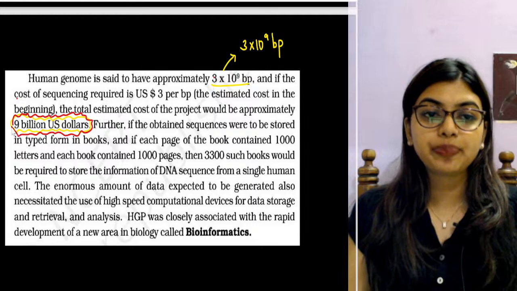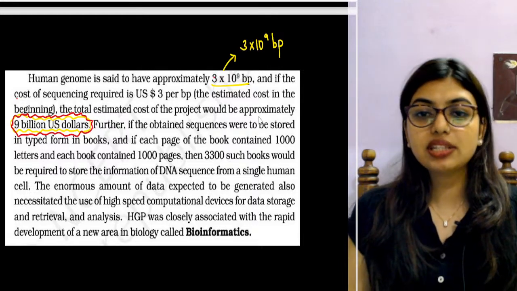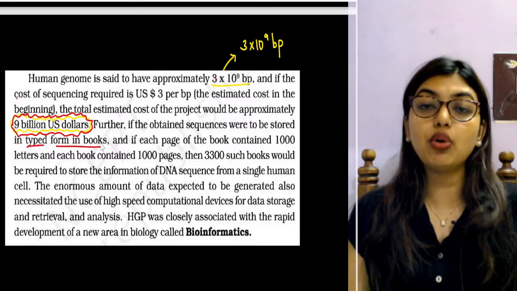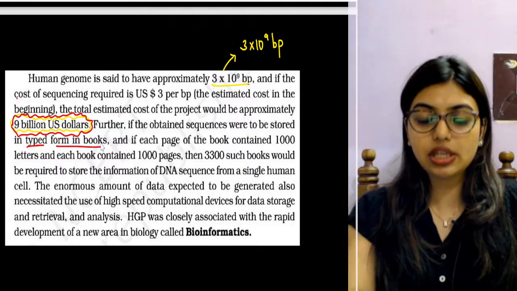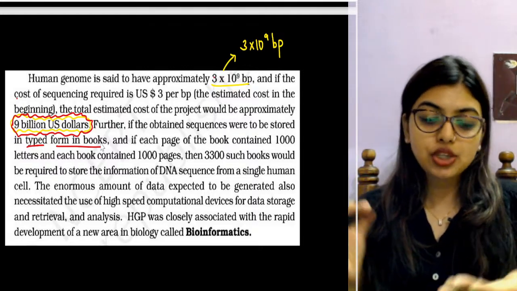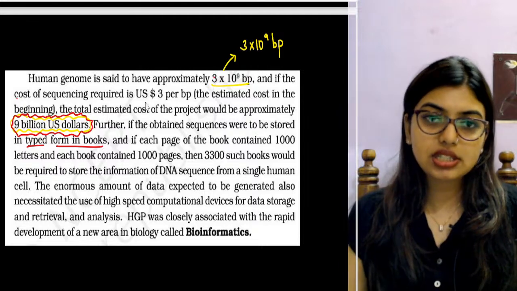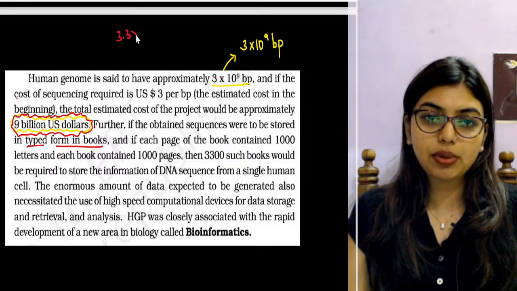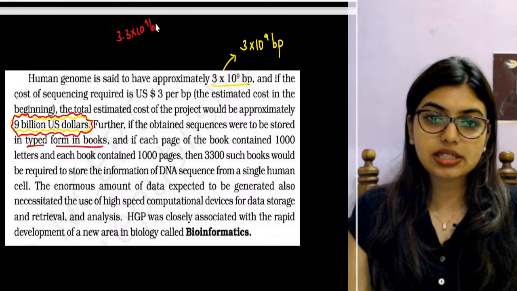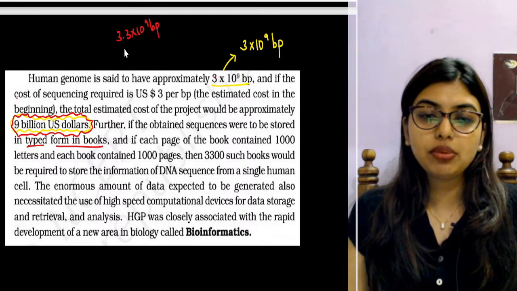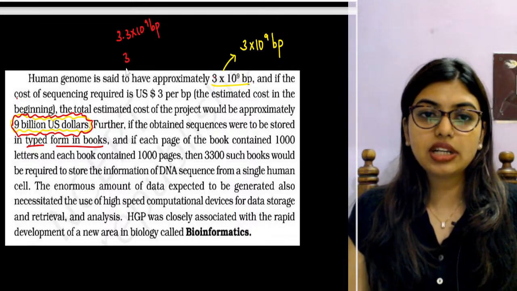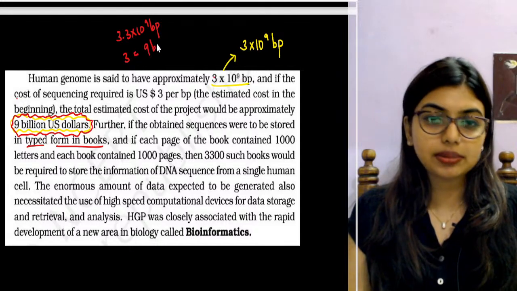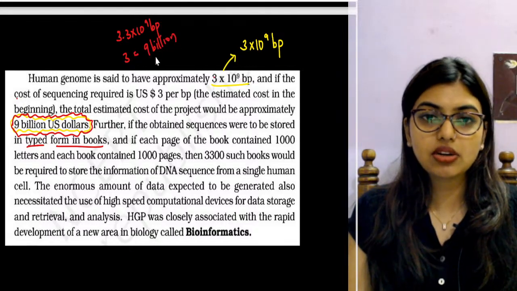A lot. So further, if the obtained sequence was stored in the form of a book. Okay, ma'am, we decoded the sequence. You people were a part of the mega project. You calculated that DNA of around 3.3 into 10 to the power 9 base pairs is there in the human genome. Then each of them will be calculated as $3. It will cost us around 9 billion.